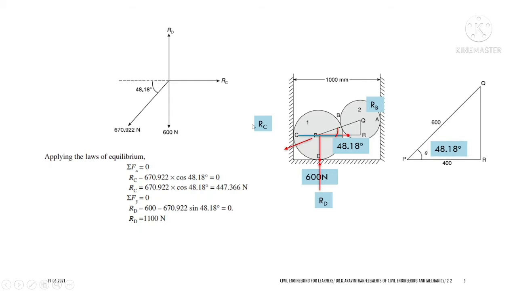We have found all the reactions, that is RC, RD, RB and RA. All the reaction forces have been found, and we found that the largest support reaction is RD here. So this is something to understand. This larger sphere has to support some of the reaction from RB, and it also has to take its own self weight.